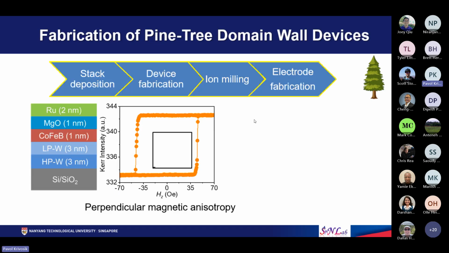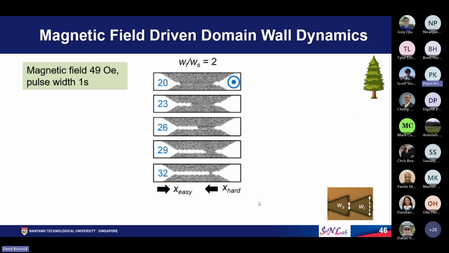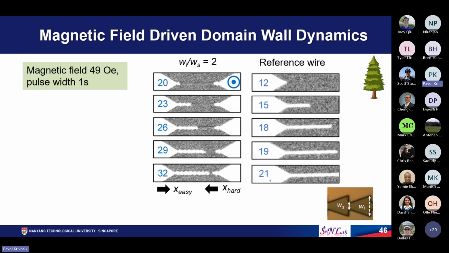Those are all simulation results. We have also carried out experiments to prove that this concept works. We made the perpendicular anisotropy. We fabricated devices using optical lithography, so the width is a bit larger. We made a reference wire and we made devices in shape. We studied the motion using magnetic field as well as the spin-orbit torque. I'll just show the magnetic field result.